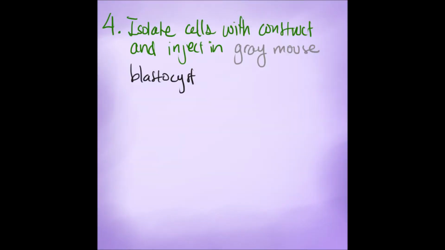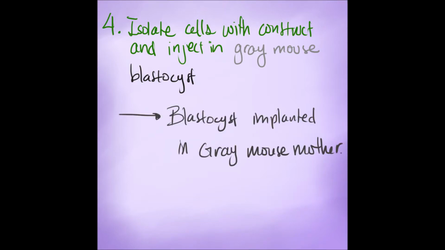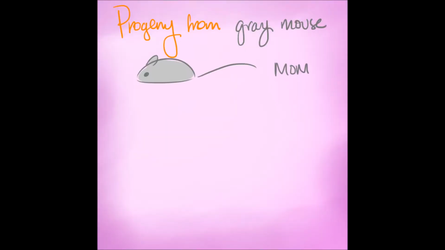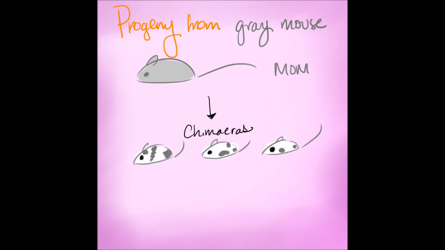Selected cells will be removed from the petri dish and injected into a gray mouse blastocyst that will be implanted in a gray mother mouse. The progeny will display patches of gray and white, indicating presence of wild-type and recombinant cells.